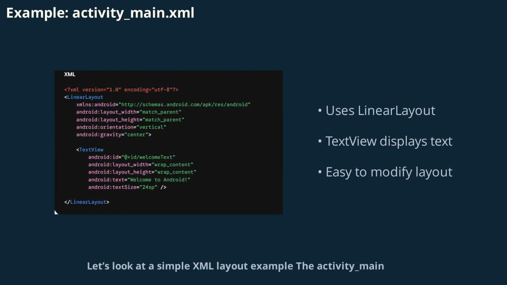Let's look at a simple XML layout example. The activity_main XML file might use a LinearLayout to arrange widgets vertically. Inside, you can add a TextView with properties like text, textSize, and layout_width. This file defines how your app's main screen looks, and you can easily modify it to add more UI elements as your app grows.